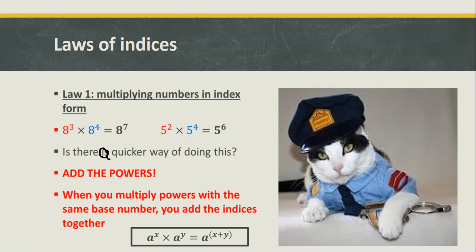So in this case, if you don't want to write many numbers or repeat the numbers, you will just say the power 3 plus 4, so it's going to be 7. And here, you add the powers since they have a common base. The index is 2 plus 4, which gives 6. So this is the quicker way, or the fastest way, of doing this.